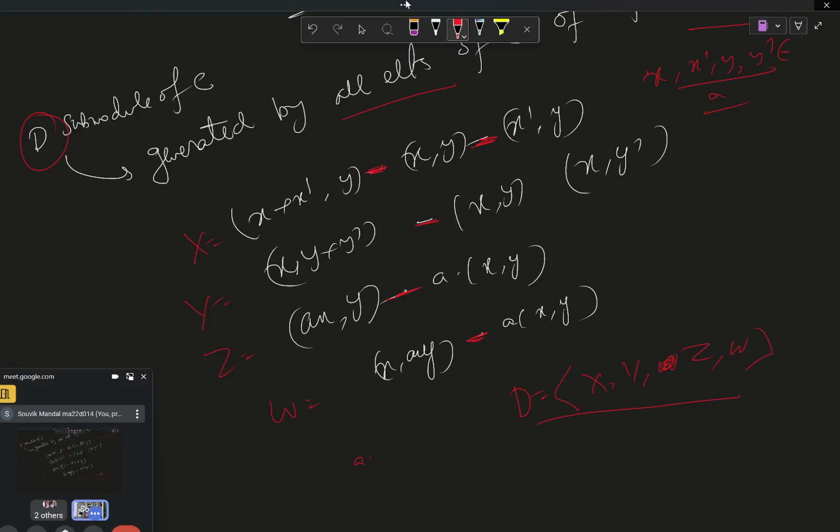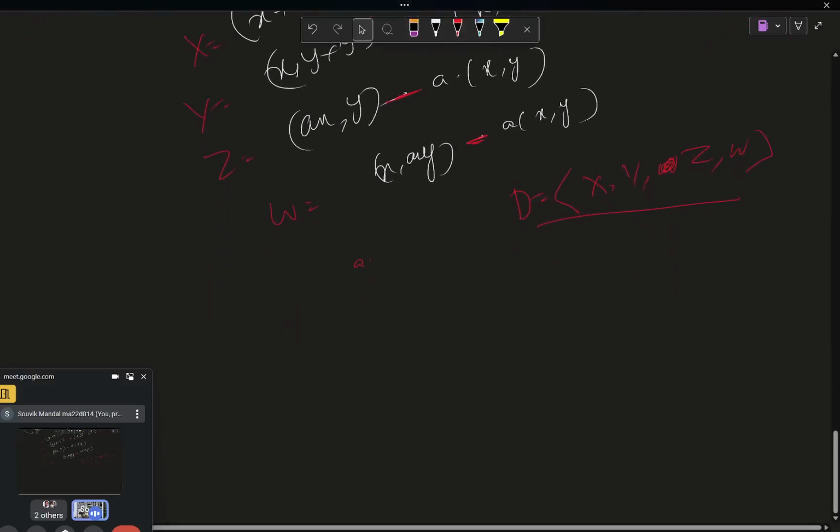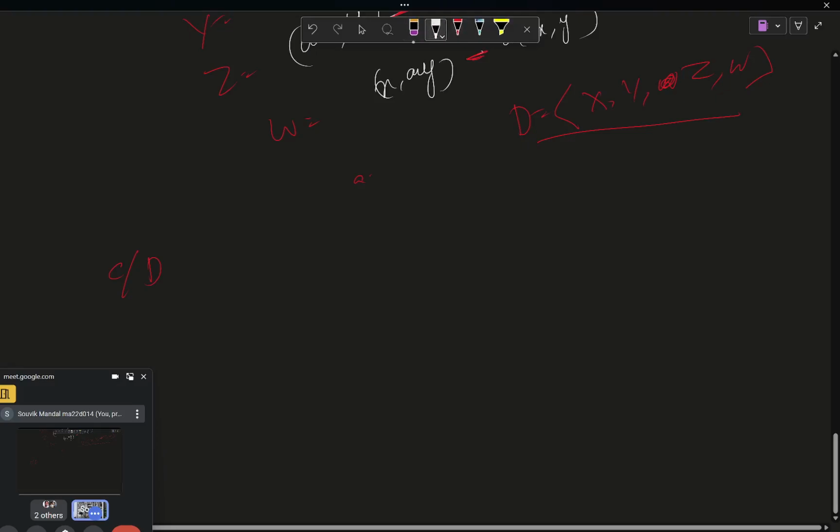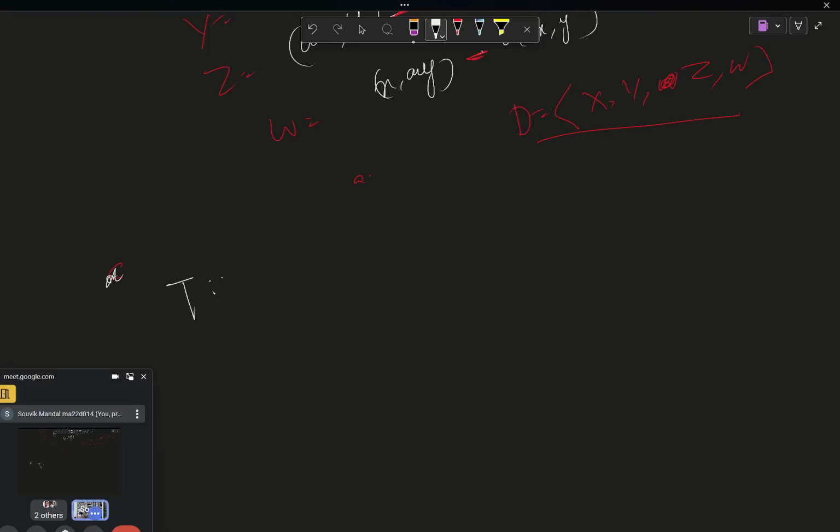Do you understand? Yes. Now these are some submodules, so we can talk about the quotient, right? We are defining P to be the quotient C by D. Okay, we are defining this P to be C by D.